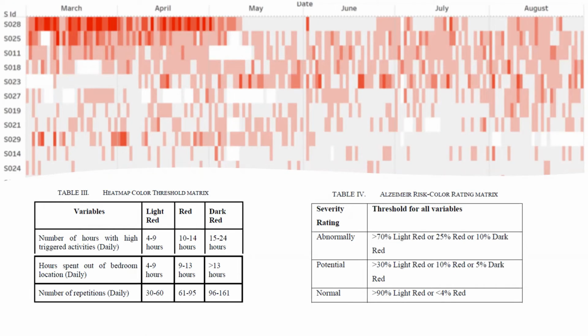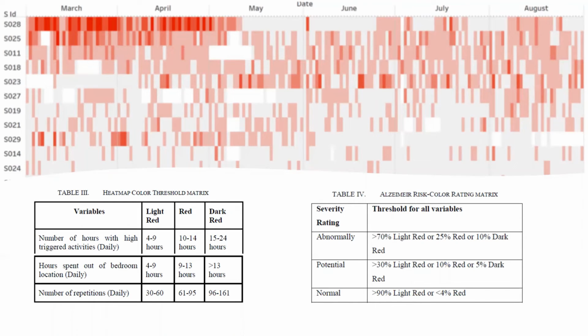Table 3 defines what the colors on the heat map meant. So you have certain variables that the heat map would track. One of the variables was number of hours with high triggered activities daily. The second variable was hours spent out of the bedroom location. And the third variable was number of repetition daily.